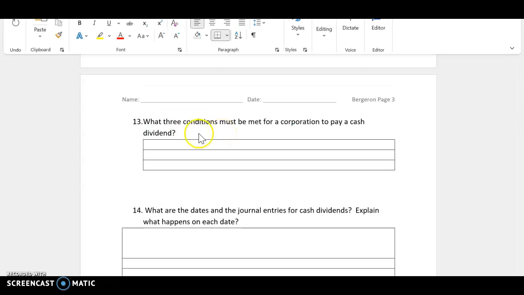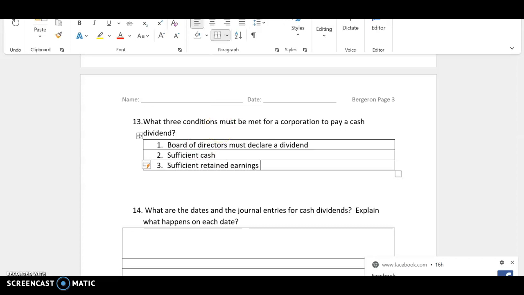What three conditions must be met for a corporation to pay a cash dividend? First, the board of directors must declare it. Also, they must have sufficient cash and sufficient retained earnings.